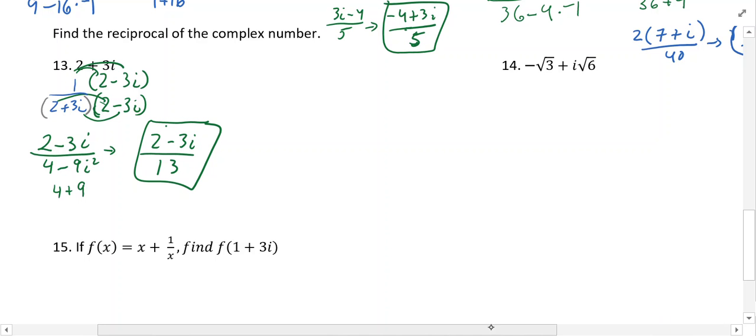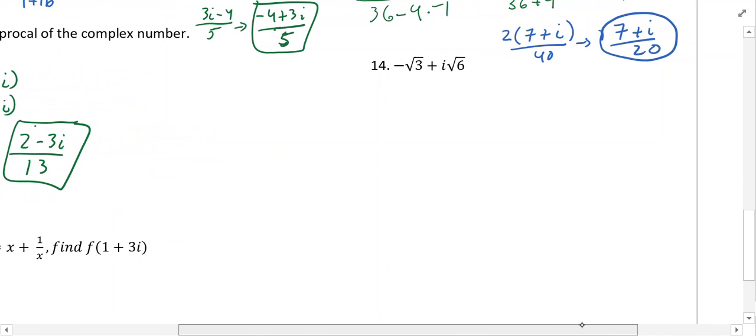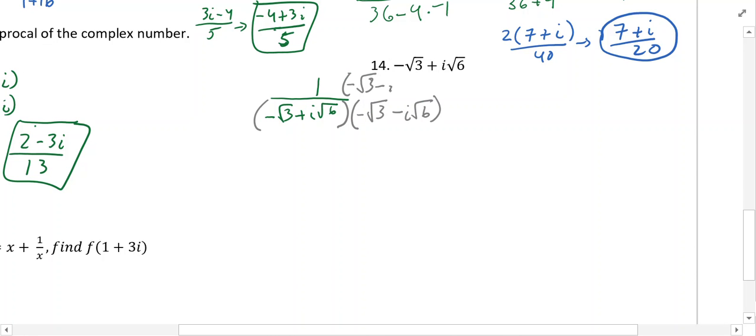All right, so let's go ahead and take a look at 14. So again, with 14, we need to find the reciprocal. So we know that there's a 1 underneath. So if we flip it, we're going to get 1 over -rad 3 plus i rad 6. And again, we have these radicals in the denominator, which we can't have. But remember, they're an expression, so they're bounded by parentheses. So we're going to multiply by the conjugate, which is going to be -rad 3 minus i rad 6. So we have -rad 3 minus i rad 6.